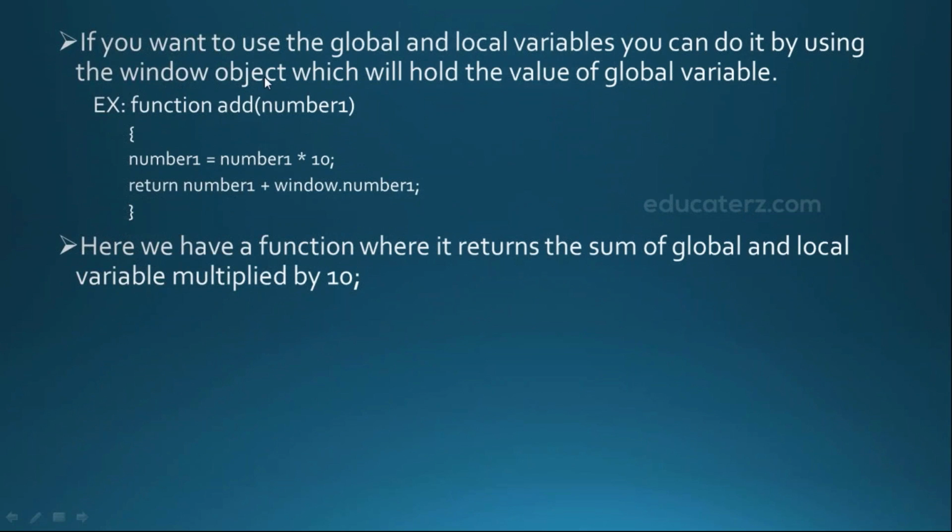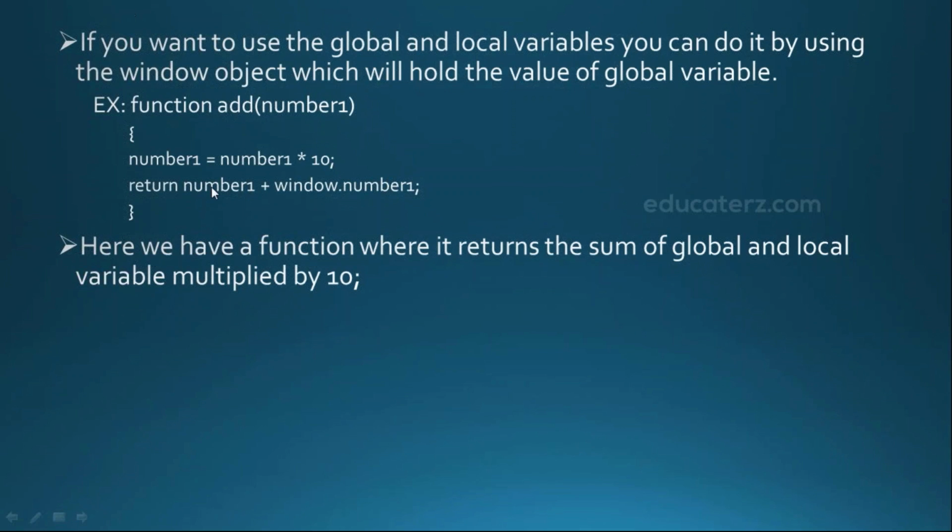So if you want to use both the global and local variables, you can do it by using the window object, which will hold the value of the global variable. This means if you have two variables with the same name in global and local scope, then you can refer to both variables. In the local scope, you can directly refer to the variable name.